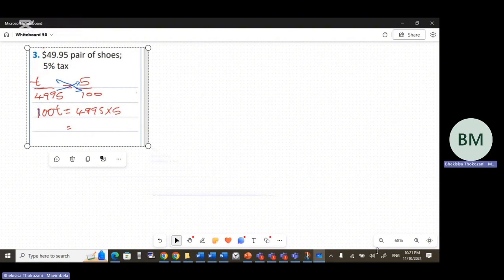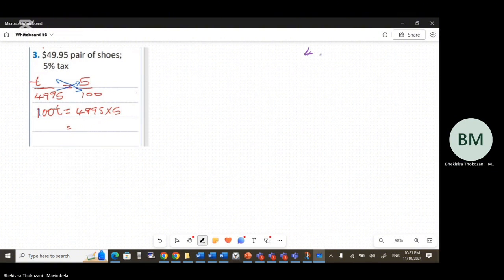Now let's look at how we can multiply those two. I like to expand. So here we have 4,000 plus 900 plus 90 plus 5. So I'm expanding everything, guys. I'm going to multiply everything by 5. I'm multiplying everything by 5.